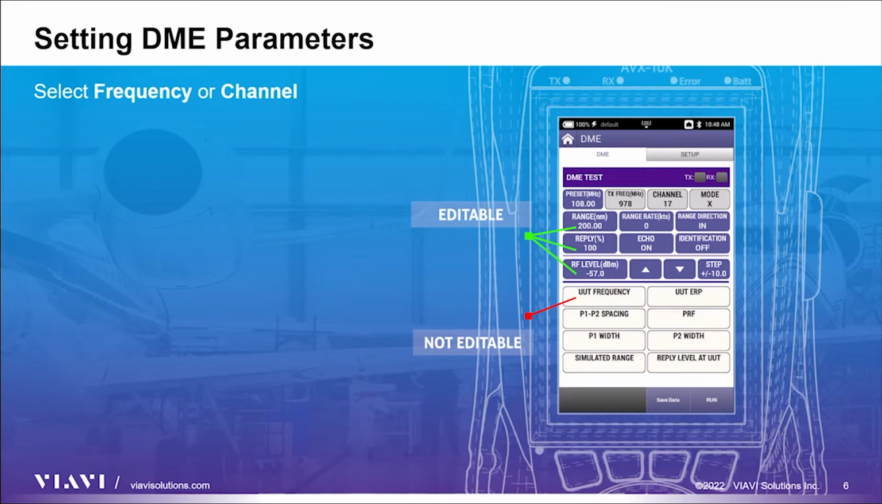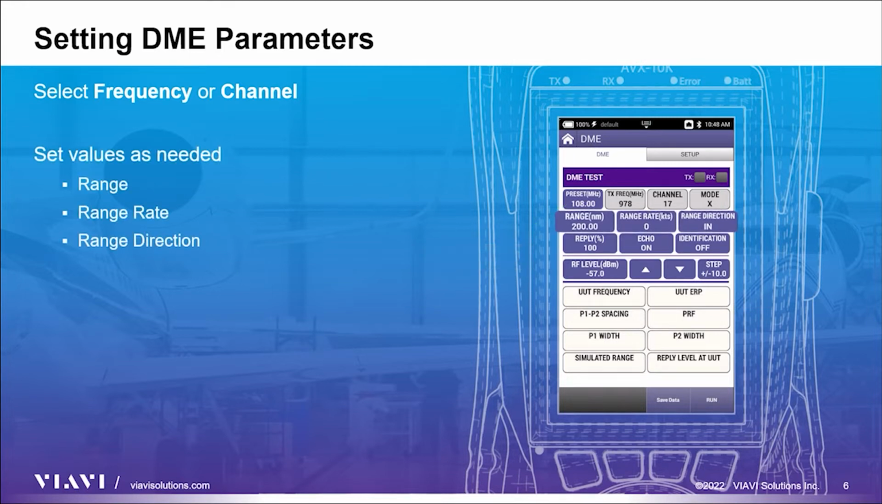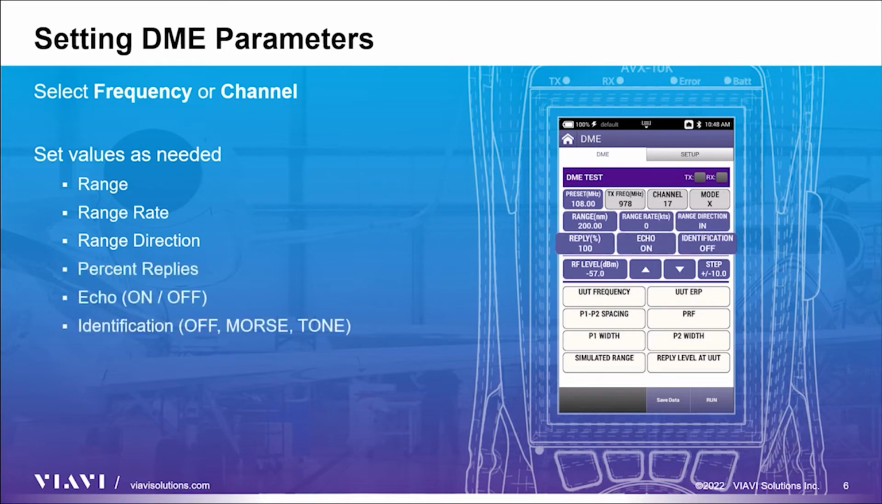The quickest test method is to use one of the preset frequencies and tune the unit under test to that frequency or channel. You can set your range, range rate, range direction, as well as percent replies, echo and identification mode. Identification mode cycles between off, Morse, and tone. You can adjust your RF level as well. This can help in determining the sensitivity level of the unit under test.